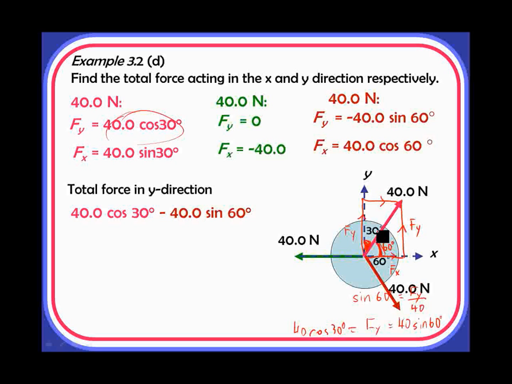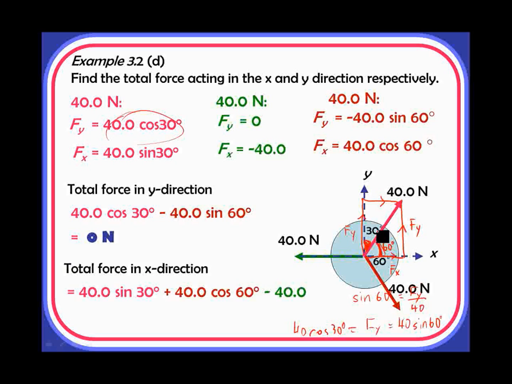So same thing, total force in the y direction. Add all the y direction, you should end up with 0 Newton. Find the total force in the x direction. Add up everything, again it is 0 Newton. So what can you say about the total force acting on this object? It's actually 0. So we say that this system is in equilibrium. Okay, so we stop here.